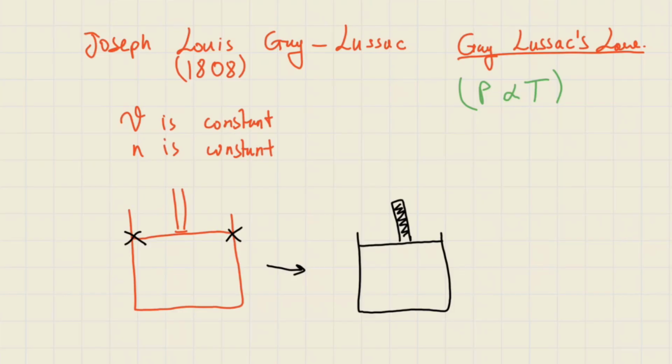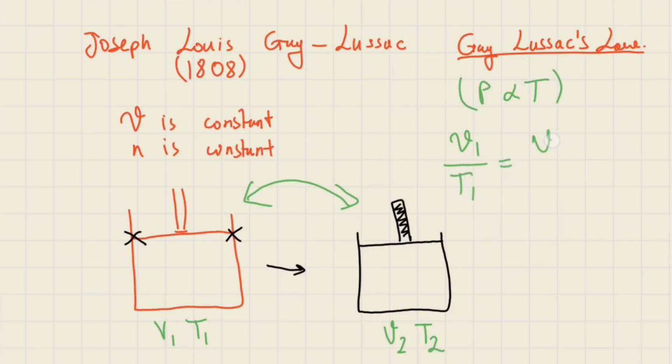So they are directly proportional to each other, but if I want to compare these two different situations, we have V1 and T1 temperatures, and we have V2 and T2 in the second case. So if you compare these two, we can write the equation like V1 over T1 should be equal to V2 over T2.